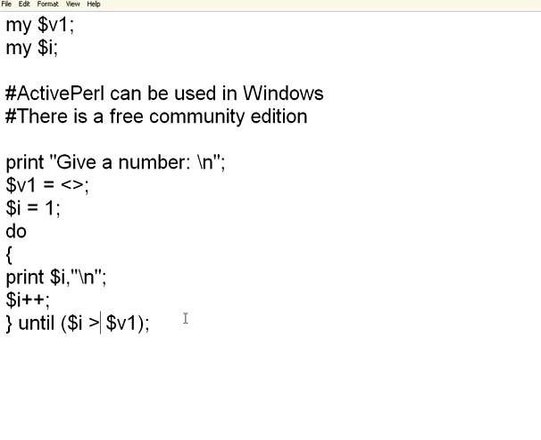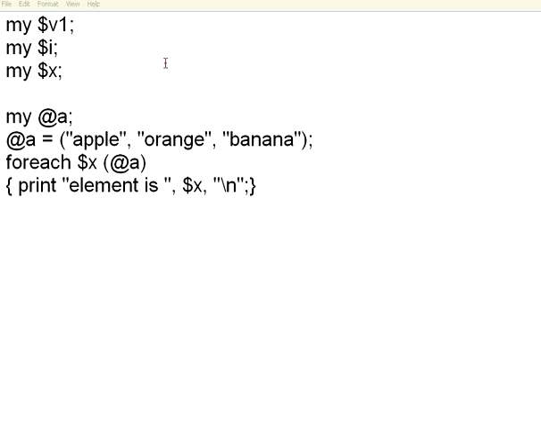So we have already seen for loop, while loop, do while loop, and do until loop. These are the basic constructs in the looping structures. There is one more loop that we will see now. Before that, we will see arrays. This is a simple example of arrays.